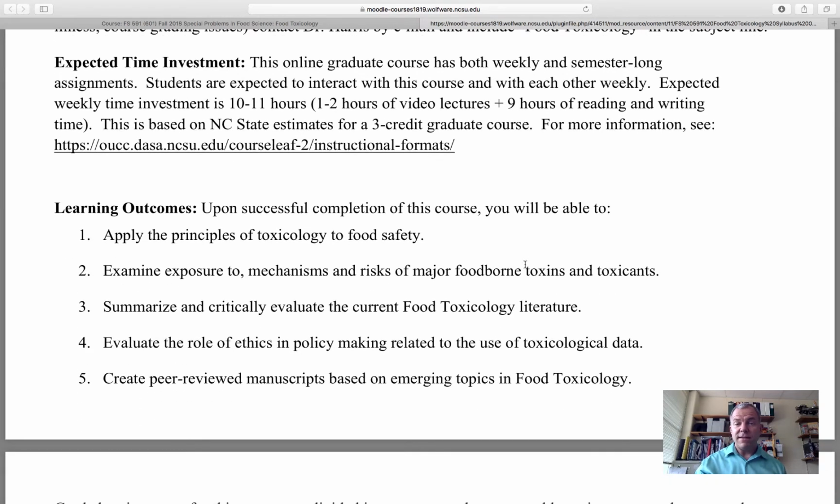Expected time investment. This is new for this year. The university has published some information related to how much time is expected in terms of your investment outside of regular class time. So it works out to about 10 to 11 hours for a 3-credit graduate course. So I'll just let you consider that in terms of the university's expectations.